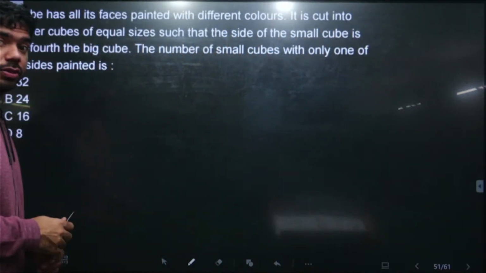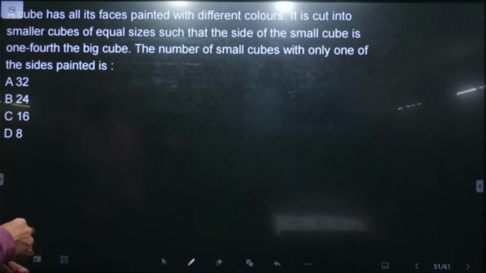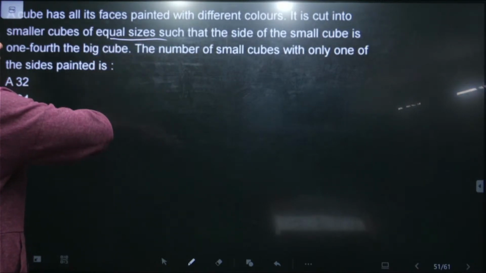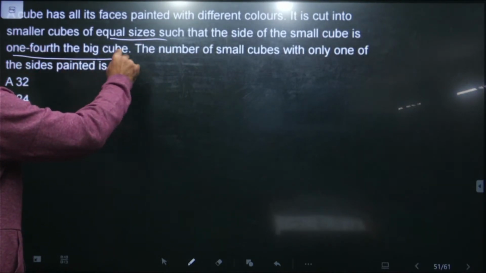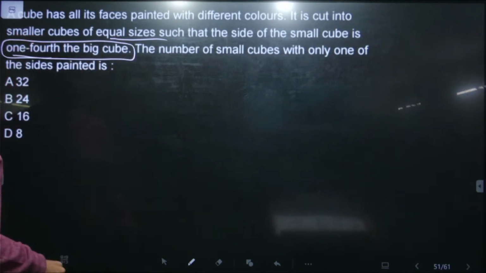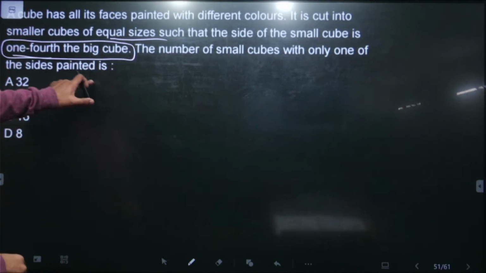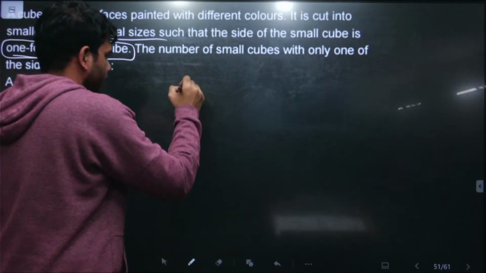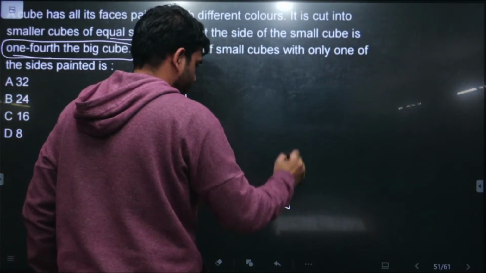So this is the next question. A cube has all its faces painted with different colors. It is cut into smaller cubes of equal sizes such that the side of the smaller cube is 1/4 of the big cube. The number of small cubes with only one side painted is. देखिए इसको एक डायग्राम बनाते हैं, then it will be clear what I want to say.